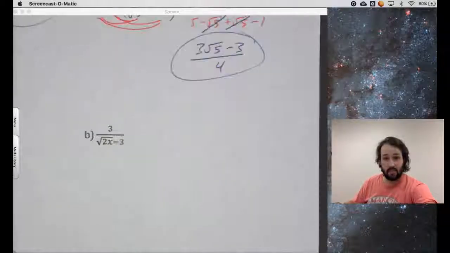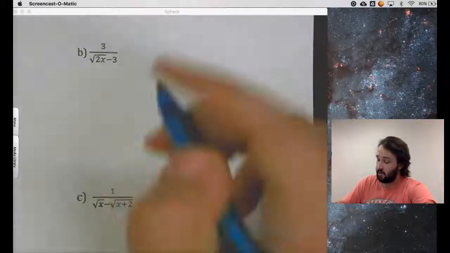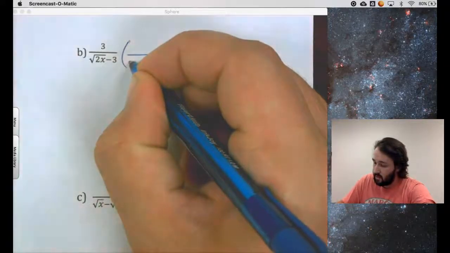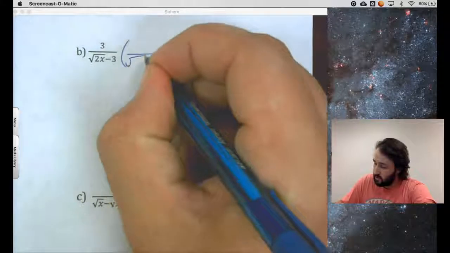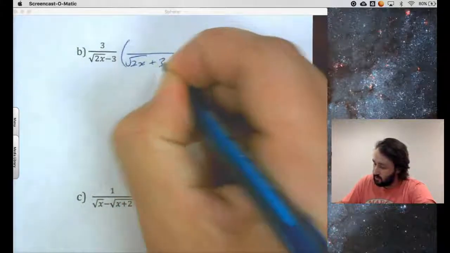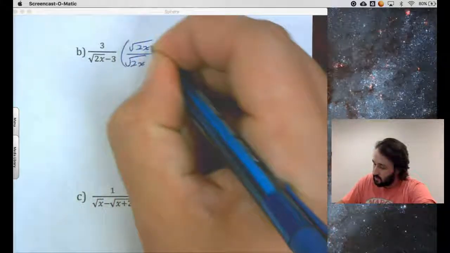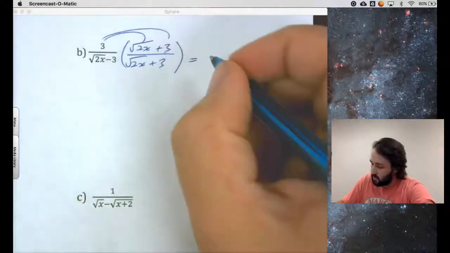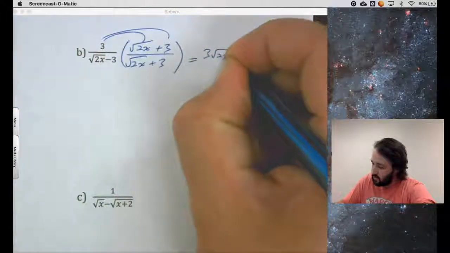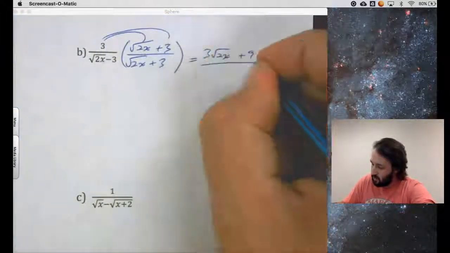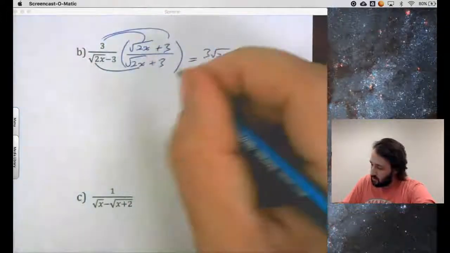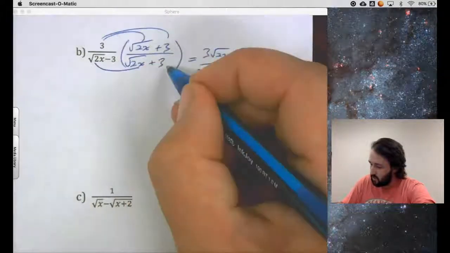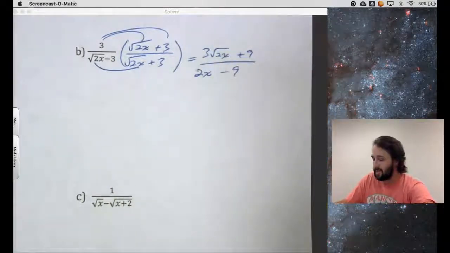All right, same sort of idea, moving forward. 3 over root 2x minus 3. So I'll multiply by the conjugate, so root 2x plus 3 over root 2x plus 3. On my numerator, I'll multiply the 3 to both, so that becomes 3 root 2x plus 9. Over, root 2x times root 2x would give me just regular 2x, and then negative 3 times positive 3 would be minus 9.